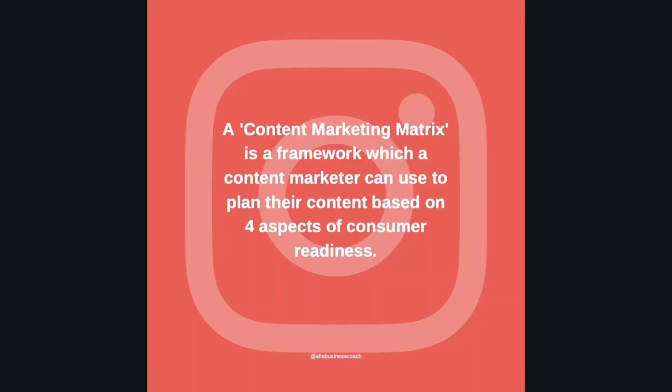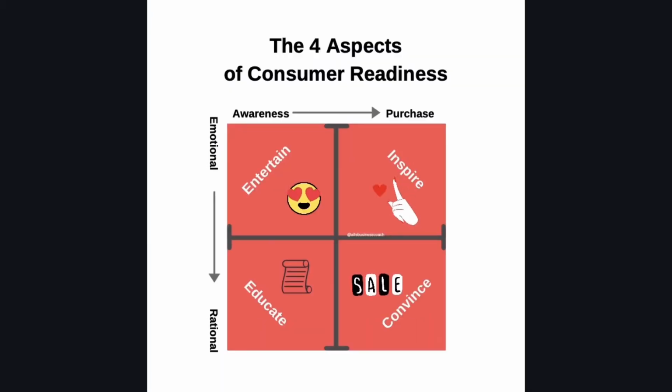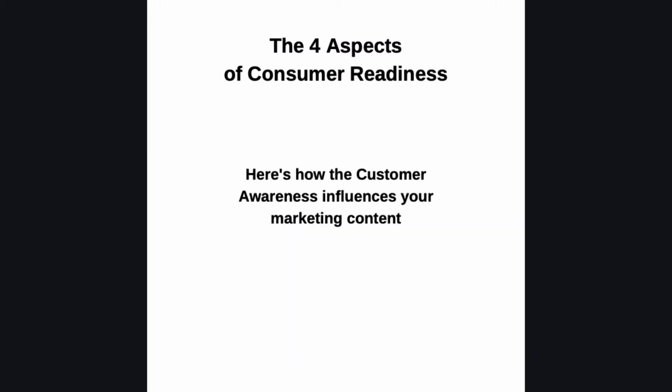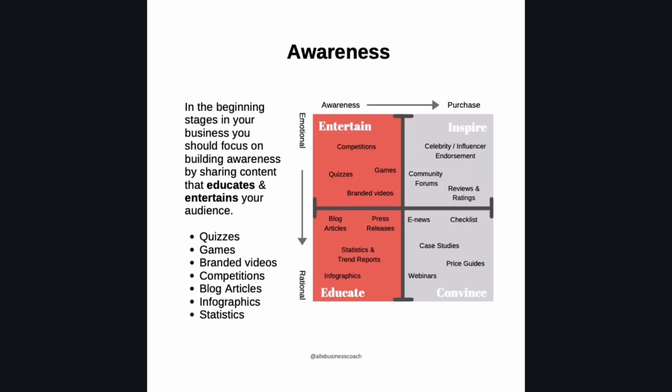This matrix is a framework which is usually used by marketers in creating content that speaks to the 4 aspects of consumer readiness. Based on the different levels of consumer readiness, there are 4 aspects, which are entertain, inspire, educate, and convince. The matrix also emphasizes that based on the stage of readiness of your consumer, you need to create different types of content.